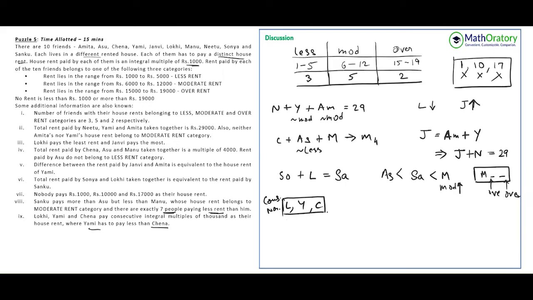So this implies, and also nobody pays 1, if you remember, these 3 have to be either 2, 3, 4 or 3, 4, 5, broadly speaking. So these are the 2 cases that are feasible for L, Y, and C.